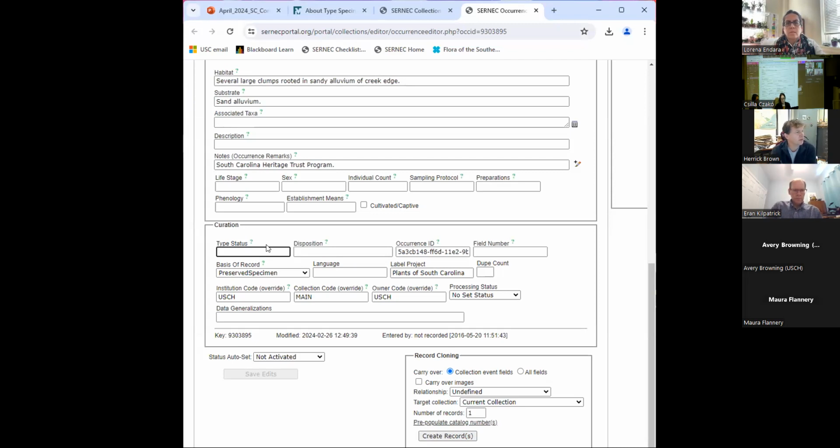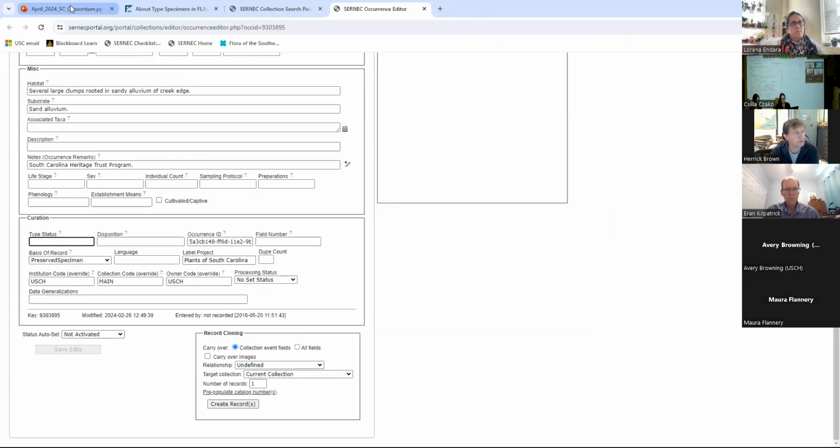But the Symbiota help documentation gives an example of an all caps holotype, isotype, paratype. But in Darwin Core, everything's lowercase. Like every single thing is lowercase. That's all I was saying.